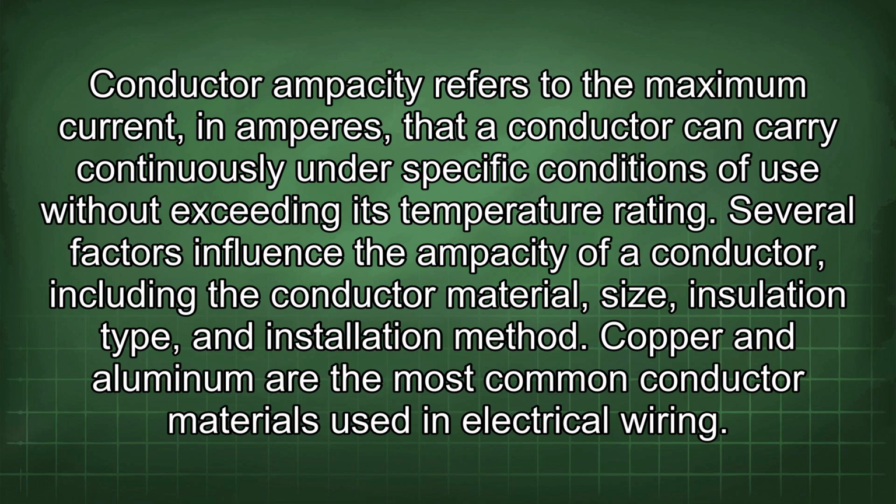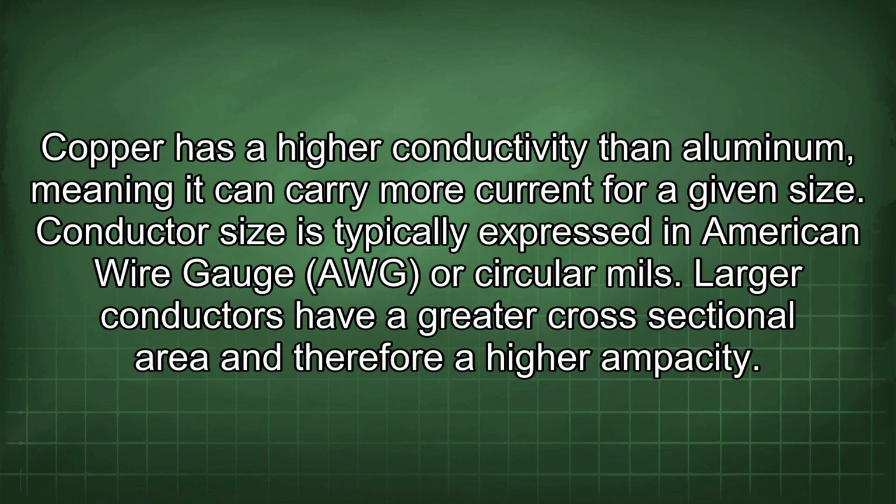Copper and aluminum are the most common conductor materials used in electrical wiring. Copper has a higher conductivity than aluminum, meaning it can carry more current for a given size. Conductor size is typically expressed in American wire gauge (AWG) or circular mils. Larger conductors have a greater cross-sectional area and therefore a higher ampacity.